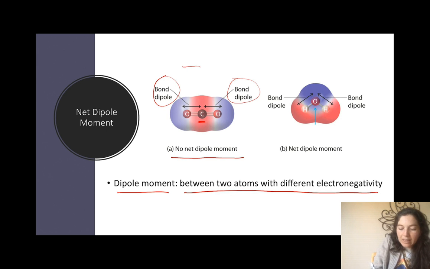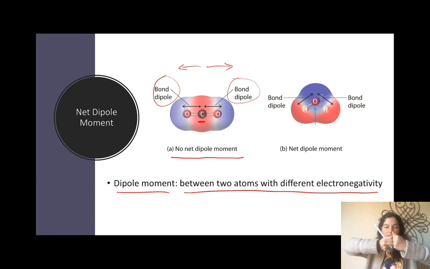So one is pulling this way and the other one's pulling this way. And just like a tug of war, they're both pulling equal but opposite directions. So at the end of the day, no one moves anywhere.